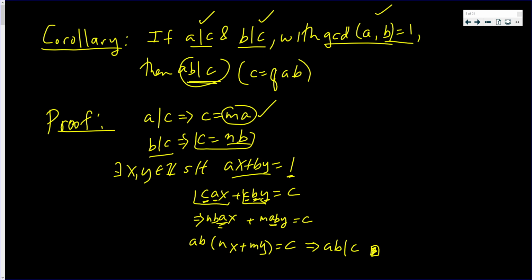I wanted to show that AB divides C. That is, C is a multiple of AB. That is, C is some multiple of AB. Once I have that, that implies this. In fact, it's if and only if AB divides C.